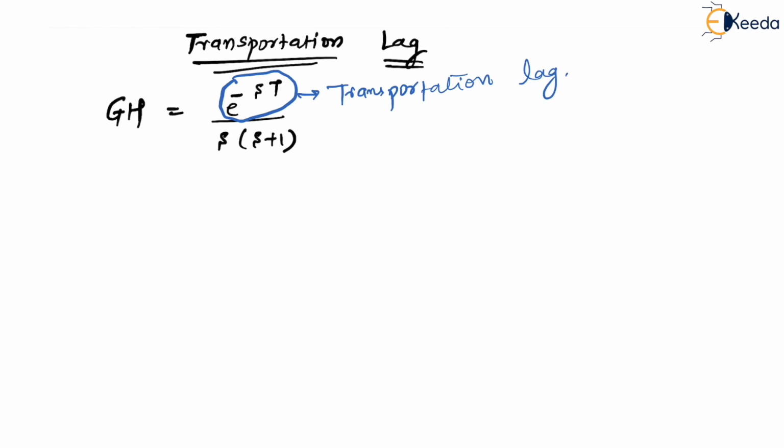What happens if you have such a transfer function or loop gain? Let us see. The first thing we do is GH of j omega, so let me replace s by j omega. So you get e to the power minus j omega T divided by j omega into j omega plus 1. This is what is there.